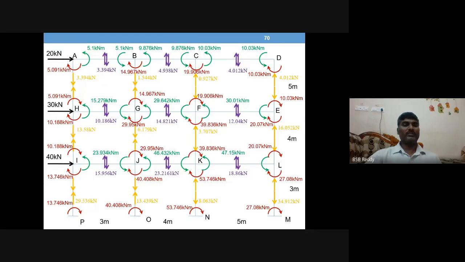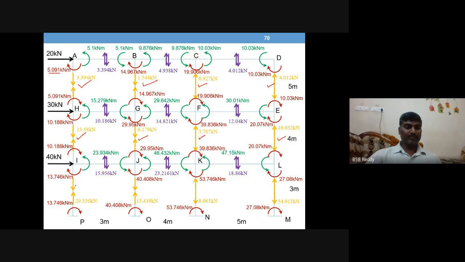You see 5.1, you can take it 5.1. This is clockwise, and same here is clockwise. 14.967 clockwise and then clockwise. So all these column end moments are solved in step 4 and they are drawn in red colored arrows. Similarly, the other columns, 10.188. So this one, the GJ column, FK column, EL column. So all other columns are being solved.